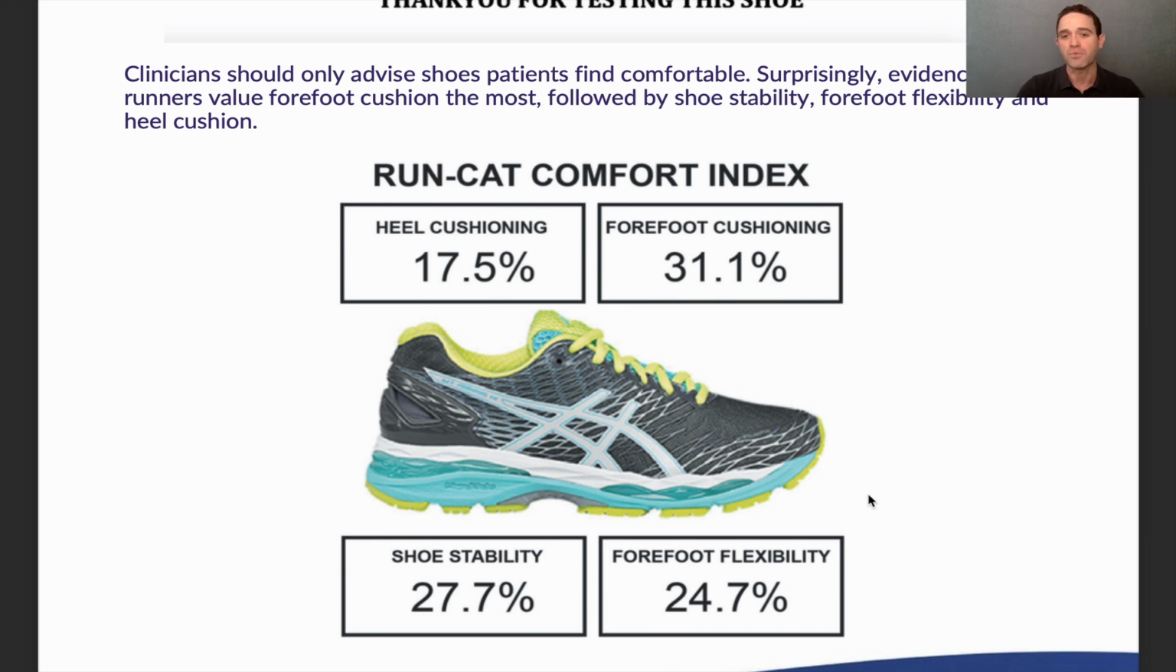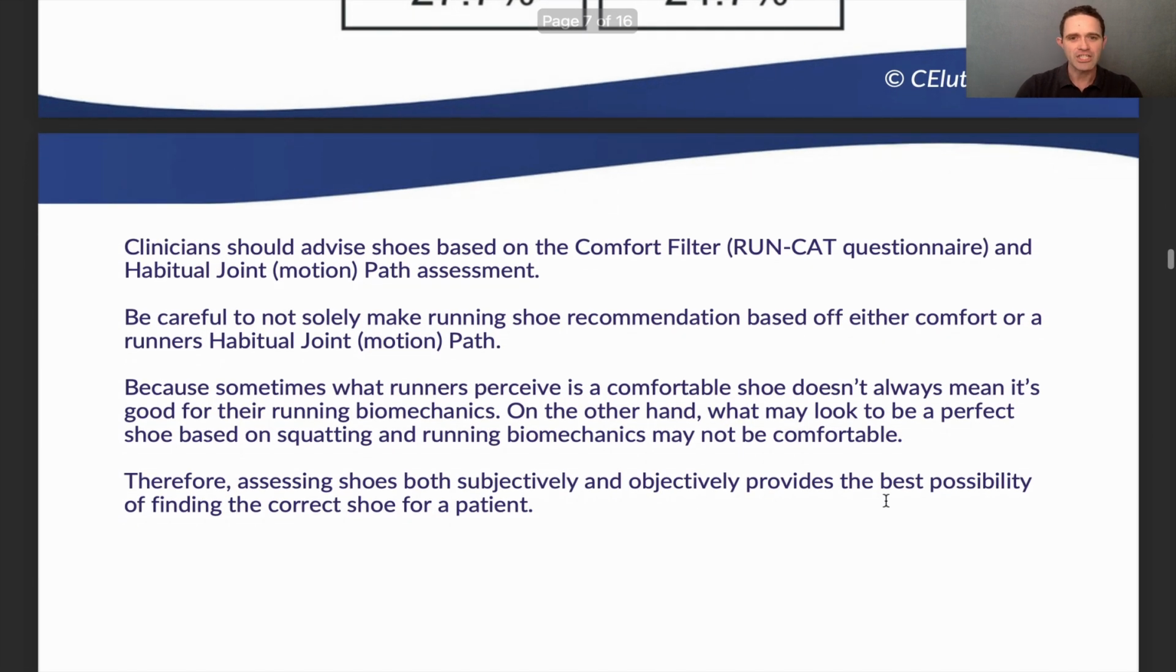And here's where the clinical reasoning comes in. Because we can't just take the way someone moves, the habitual joint motion path, and recommend a shoe. It doesn't take into account the comfort filter. So comfort and whether the shoe is looking biomechanically sound are a great way to recommend shoes. This is a subjective and objective way we can make an evidence-based decision and guide patients towards shoes they're not only going to like, but they're also going to look good in, meaning look good biomechanics-wise, not cosmetically, of course. But at the end of the day, this is the most evidence-based way to recommend shoes.